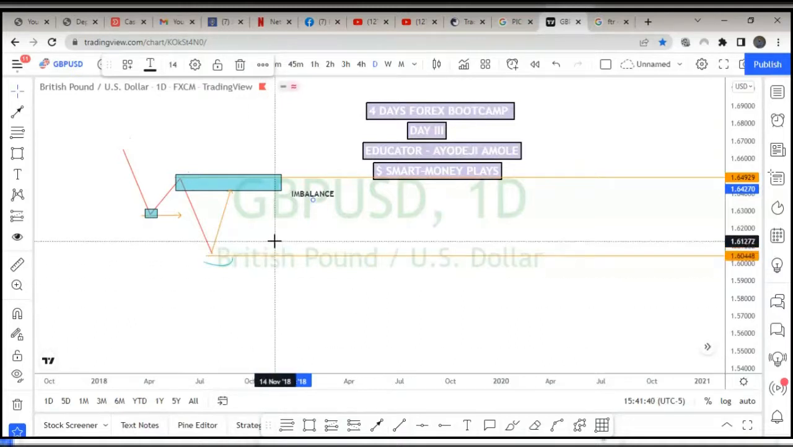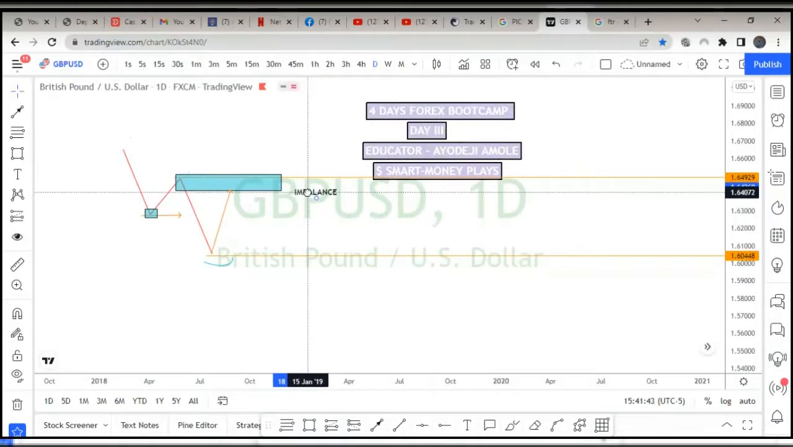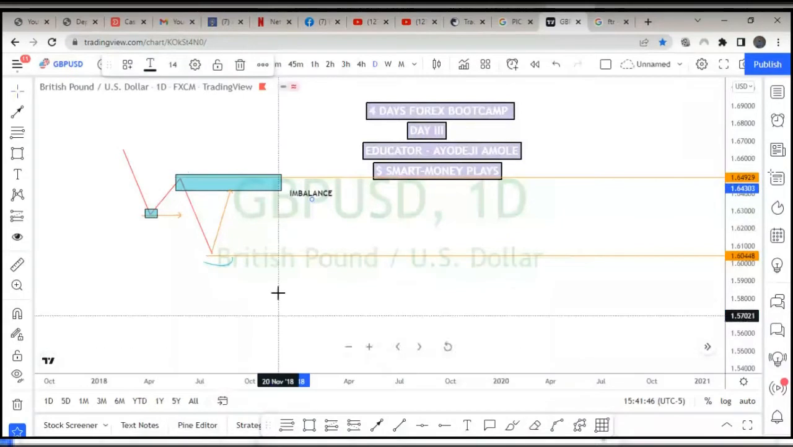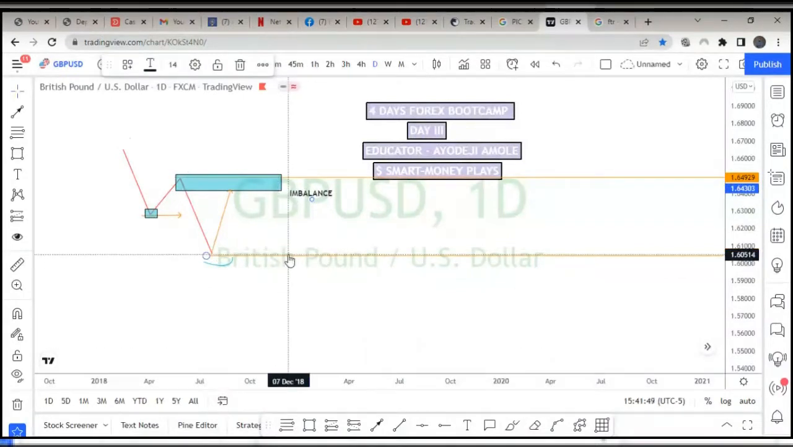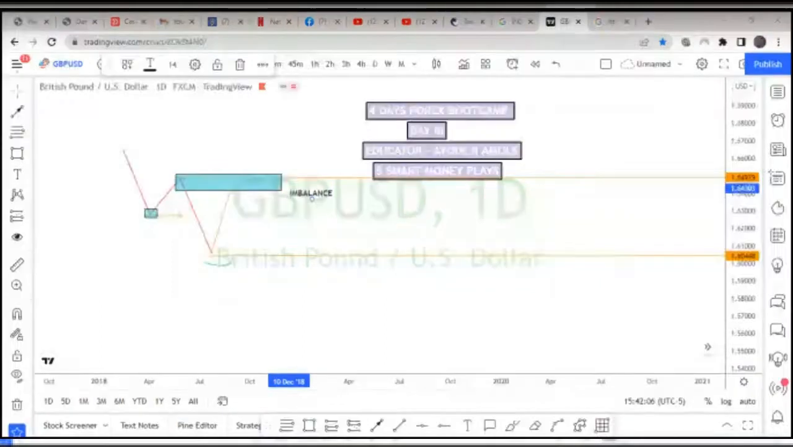You hear the word imbalance. What comes to your mind? Imbalance. Not balanced. Imbalance is bias without sell can do.